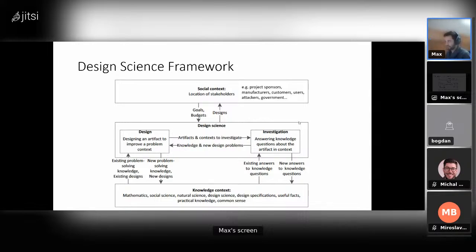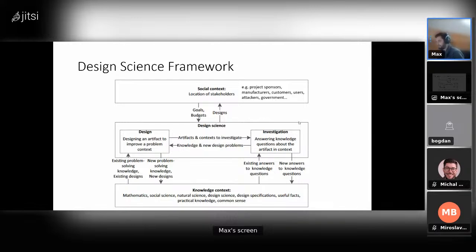Sometimes it can be government, but there are also bad stakeholders, for example attackers, or competition and things like this. So you will provide the design to the stakeholders, and in exchange they will give you some concrete goals and some budgets.